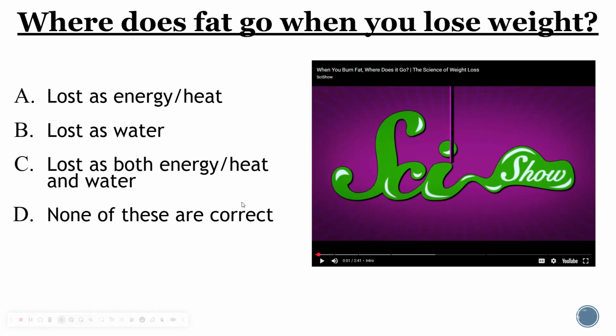So this whole idea that you lose mass as energy, that mass is energy, is incorrect. Energy does not have a mass. And it's not just water. Water does have a mass, but that's not where most of your mass is coming from. It's really from the CO2.